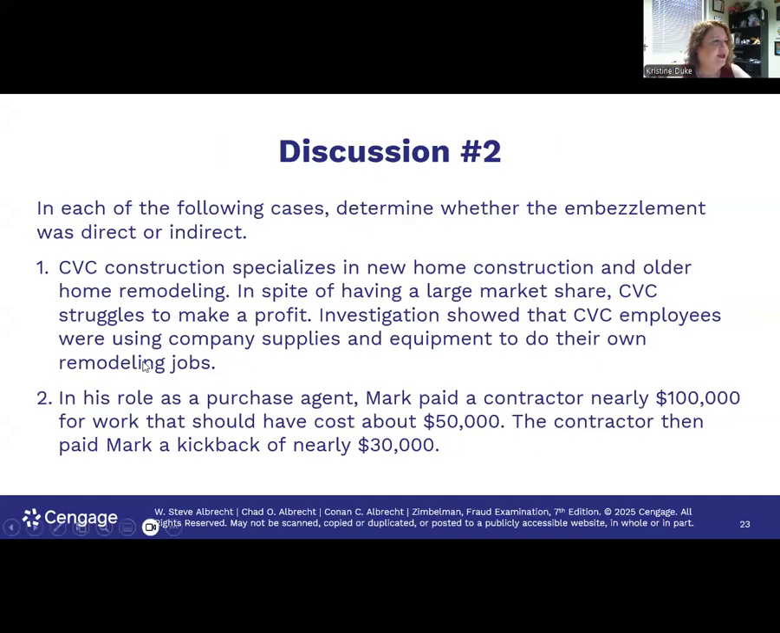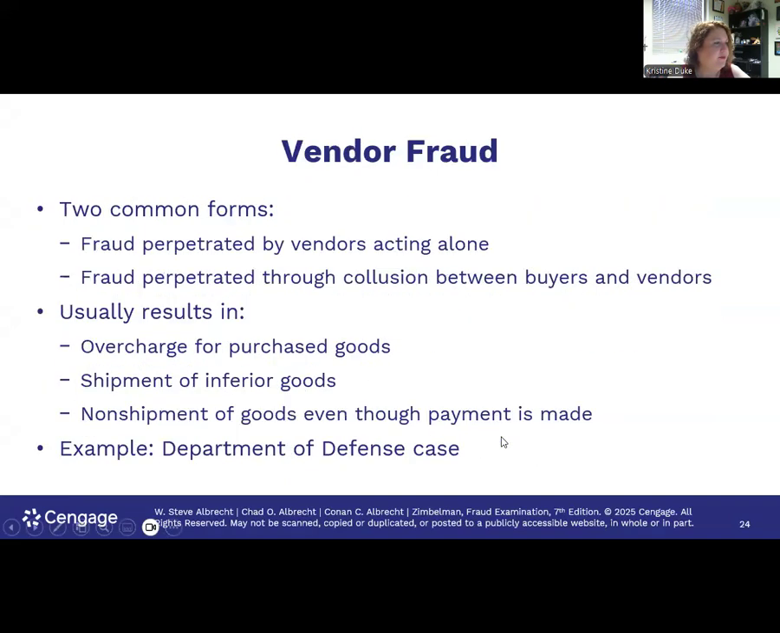Okay. In each of these cases, determine whether the embezzlement was direct or indirect. Here we go. We got new home construction and older home remodeling. In spite of having a large market share, they struggle to make a profit. Investigations showed that CVC employees were using company supplies and equipment to do their own remodeling jobs. Okay, so that's going to be direct. Number one is direct, and number two is going to be indirect because they're getting a kickback.